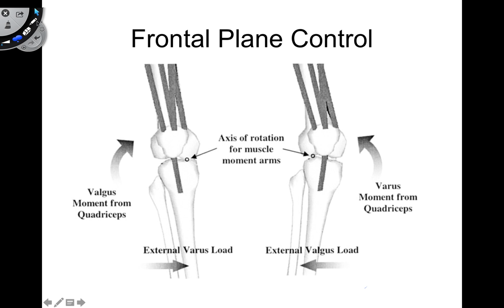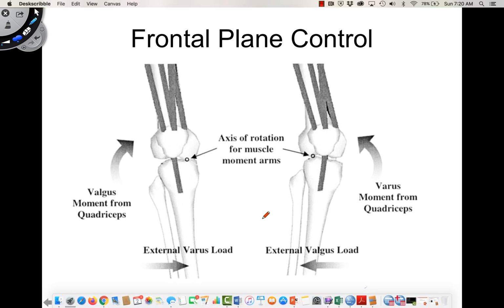So in this short video, we want to demonstrate how the quadriceps can contribute to medial and lateral stability at the knee. So the first case will be here on the left, where we deal with an external varus load or external adduction moment. So here we have the vertical ground reaction force, which is acting medial to the knee joint. And when that occurs, there's an external adduction moment.